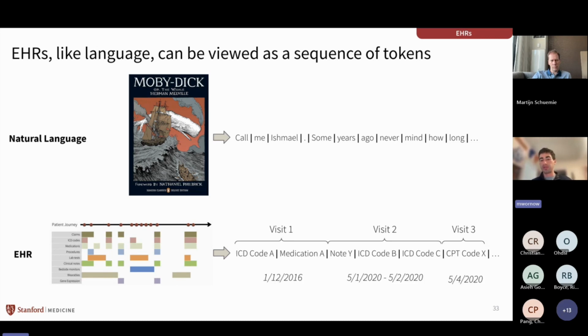And then there's also this interesting temporal aspect, which is, in a book, "Call me Ishmael. Some years ago..." each sentence occurs one after the other. But in a healthcare setting, the sentences, or the visits, can occur at very different time points, right? Your last visit may have been 4 years before your next visit, which happens 2 days before the next visit, right? So there's this interesting temporal aspect that you need to think about modeling in a healthcare setting that might not necessarily occur in natural language.